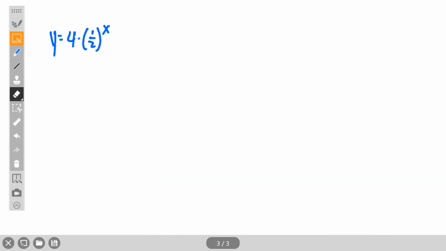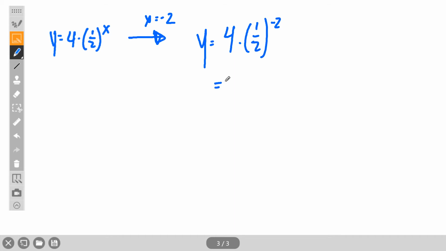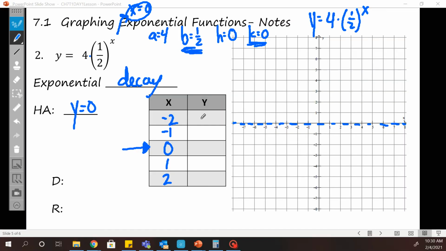All right, so let me start with -2. That's the first thing in my table. And plug in -2. So I got y is equal to 4 times 1/2 to the -2 power. We can use a calculator for this. 1/2 to the -2 power. I can put that into a calculator. That would be 4, which gives us 16. So the first point, plugging in -2, gives us 16.